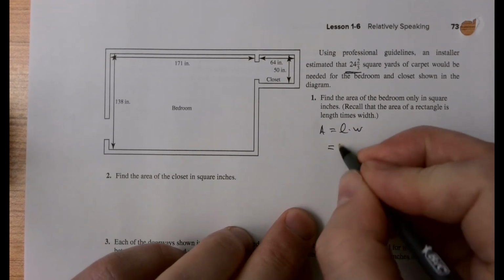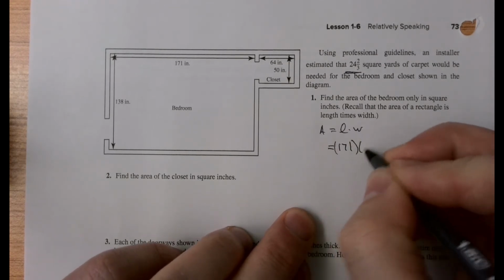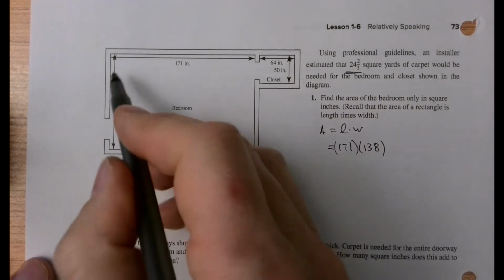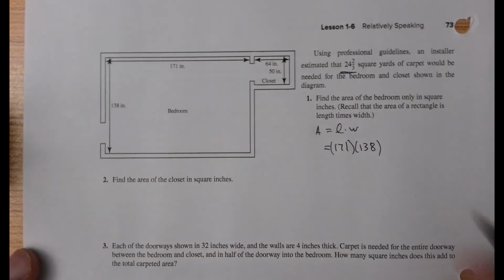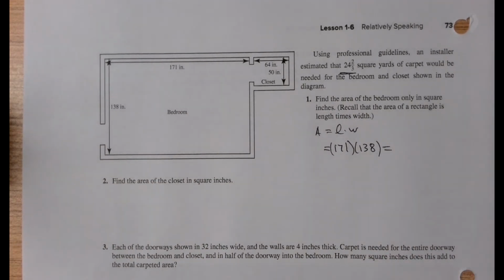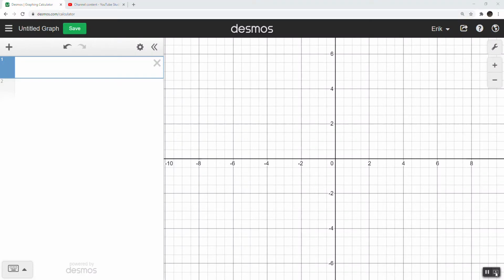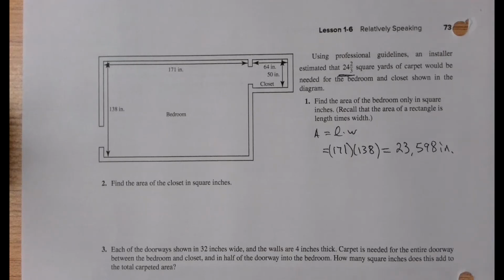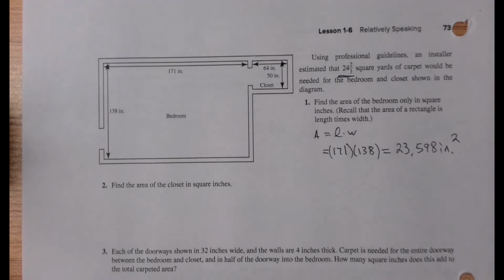So this just becomes 171 times 138. By the way, what you call the width and the length doesn't matter. You can switch those either way. So jumping to Desmos, let me try again, 171 times 138, and we get 23,598 square inches. And the way you would write that is just inches squared.